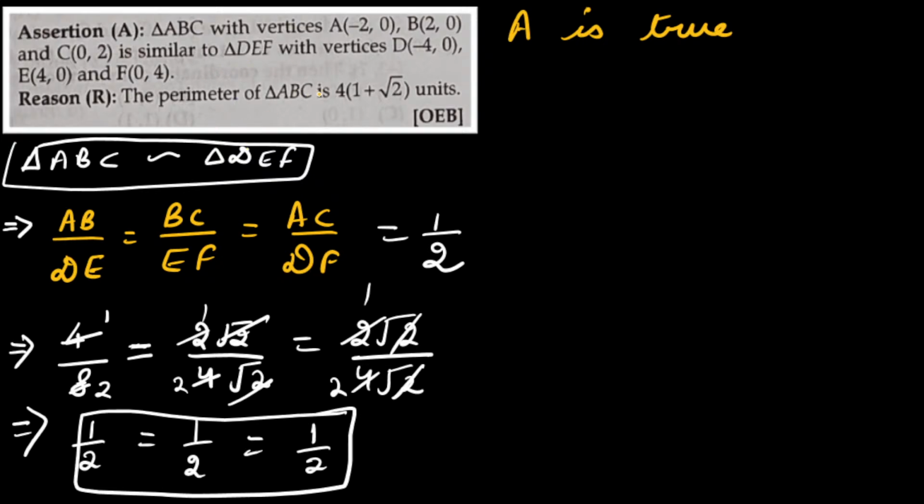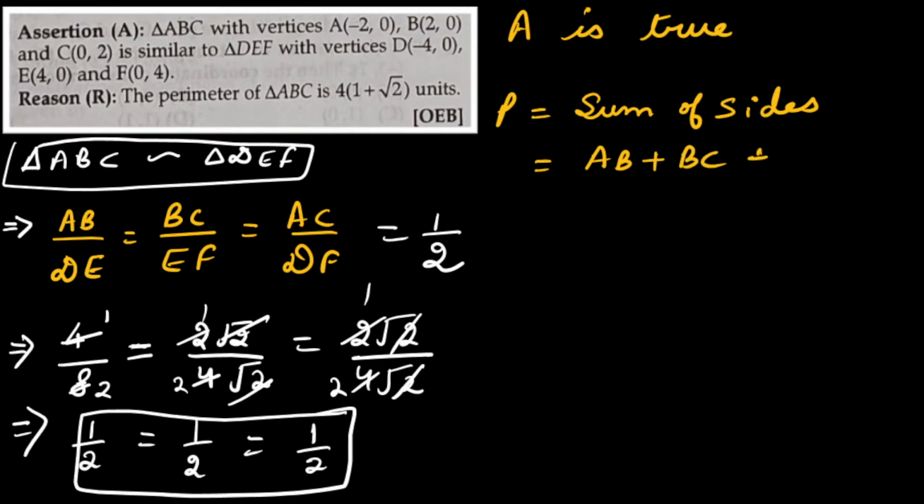Now, the perimeter of triangle ABC. How do we find the perimeter? Perimeter is equal to the sum of sides. Perimeter of a triangle is the sum of sides of a triangle. Perimeter is the outer boundary of anything. So in the case of a triangle, it is the sum of all the sides, that means AB plus BC plus CA.